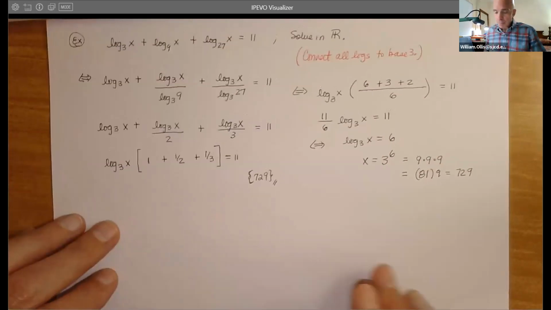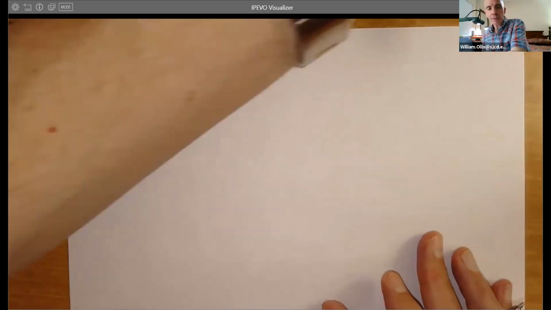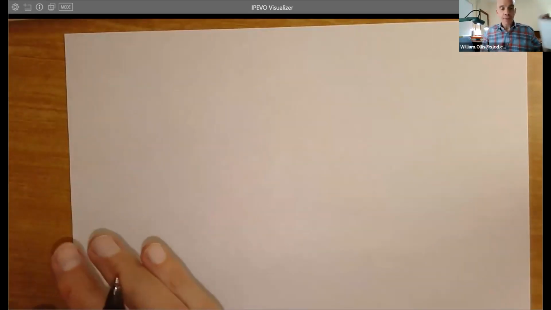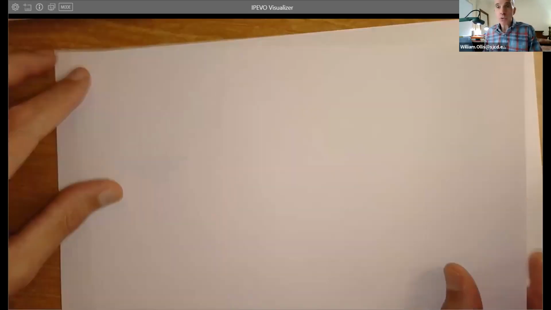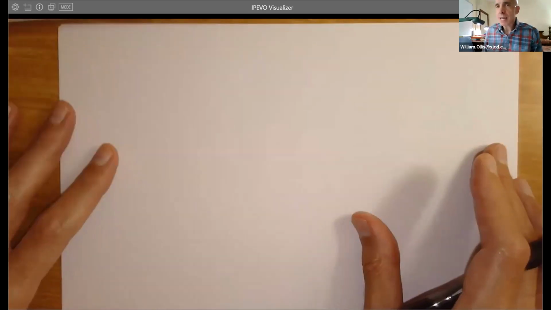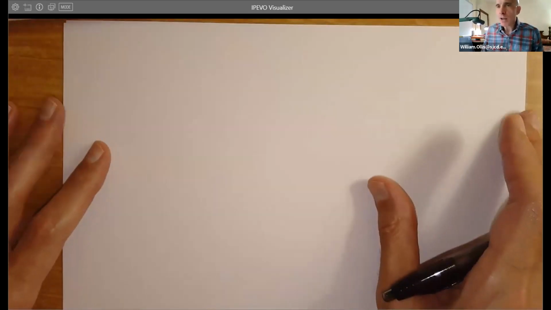Now, let's do the same kind of problem with an exponential. And maybe we'll just convert it to a quadratic. So we want to take the same approach, but instead of logarithms, let's work with exponentials.